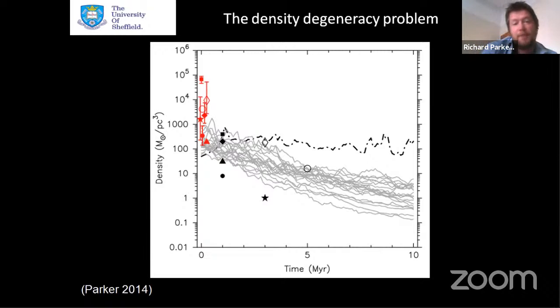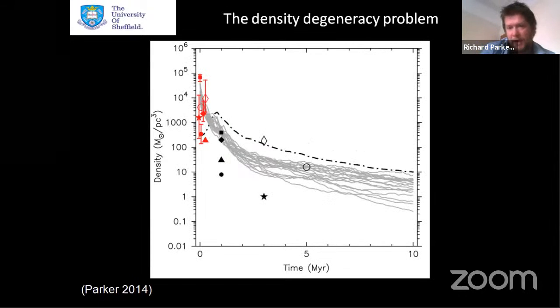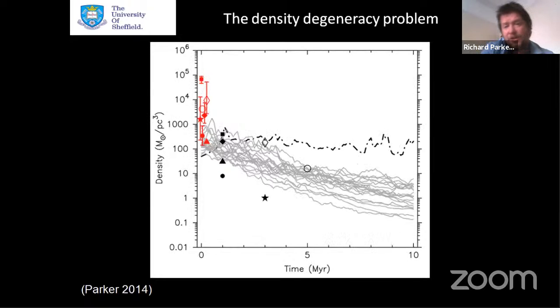And so this has led people to say, okay, we think most star-forming regions form with incredibly high stellar densities, which would detrimentally affect planet formation. But without knowing the initial stellar density, at first sight, you can't really say anything about the most important density. So how do we get around this?